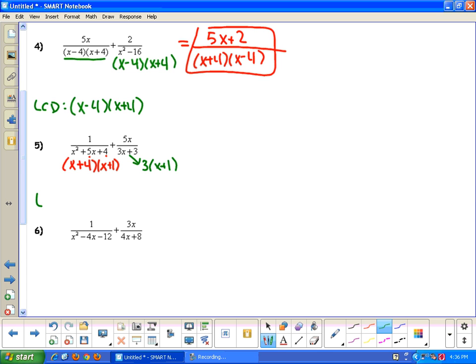So I need to find my least common denominator first, which is going to be x plus 4 appears once in the first fraction, and then x plus 1 appears in both once, and then also I have times 3. So this is my least common denominator. That means if I look at the first fraction, I'm going to rewrite this so it looks a little nicer.